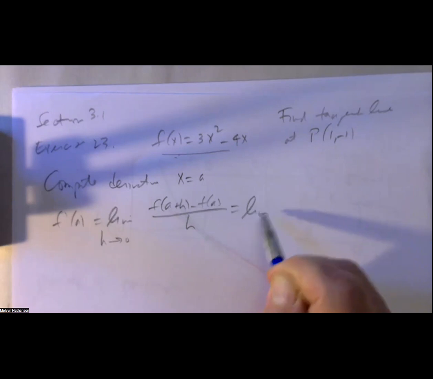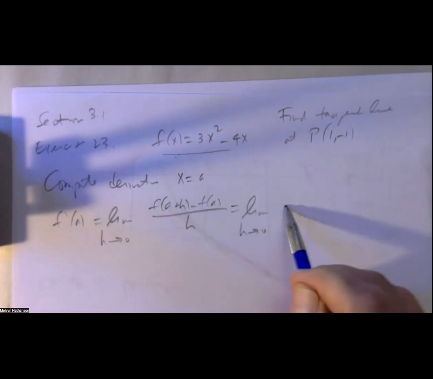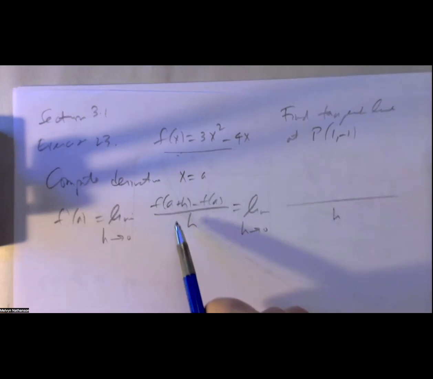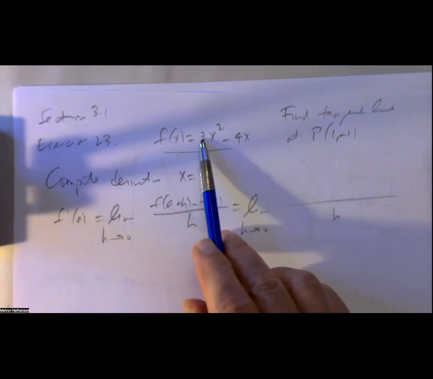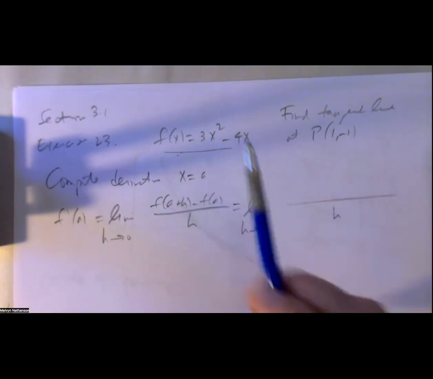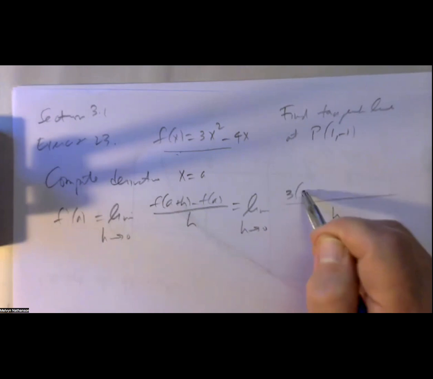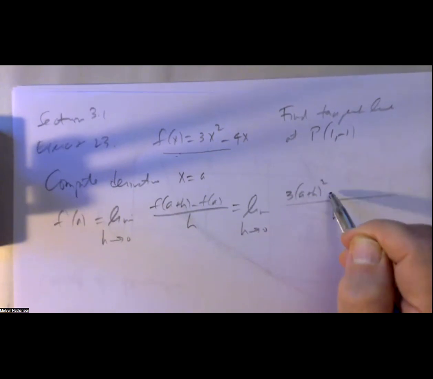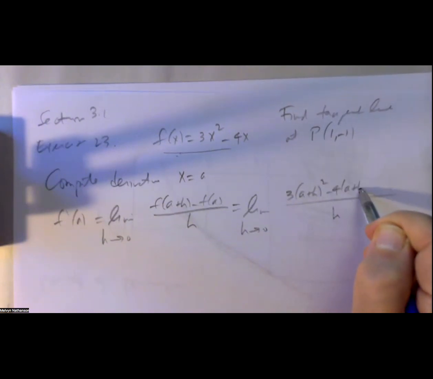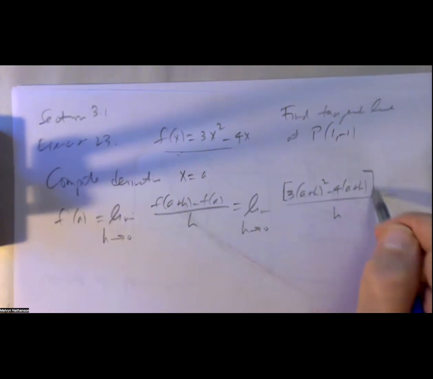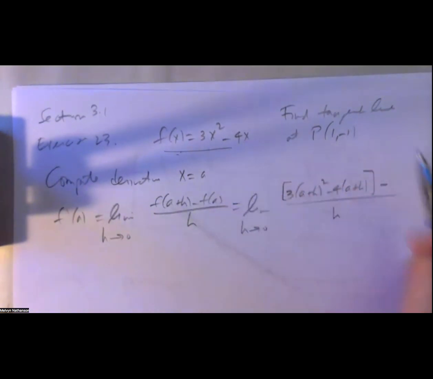This is the limit as h goes to 0, something divided by h. What is f of a plus h? If I let x equal a plus h, I get 3 times a plus h squared minus 4 times a plus h, minus f of a, which is 3a squared minus 4a.